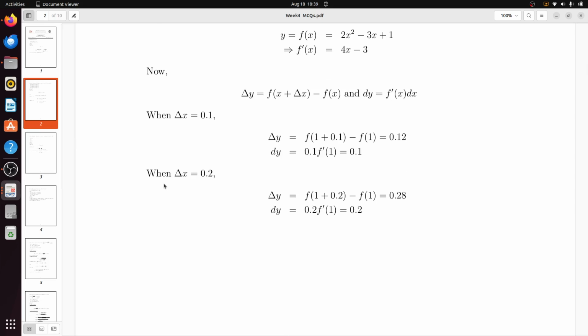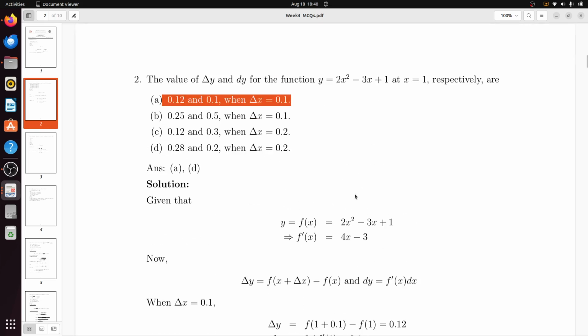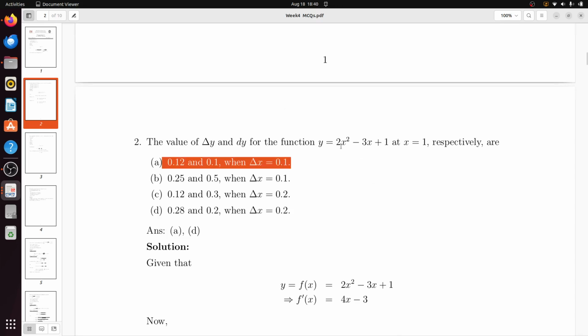How to do it for delta x equal to 0.2? Very simple, same procedure. Delta y equal to f of 1 plus 0.2 minus f of 1, because here we have taken delta x to be 0.2. Now f of 1 plus 0.2 means f of 1.2. So for f of 1.2, you just need to put x equal to 1.2 in this expression.